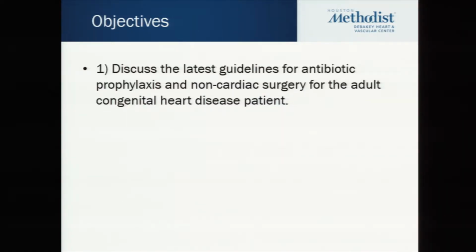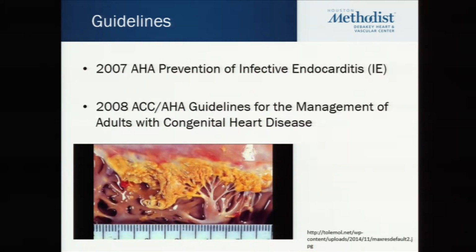So I'm basically going to discuss the latest guidelines for antibiotic prophylaxis in non-cardiac surgery for the adult congenital heart disease patient. Cardiac surgery patients are going to receive prophylactic antibiotics. There are 2 sets of guidelines which address this in the general sense, and one's the guidelines on preventing endocarditis. The other is the 2008 guidelines, which we keep referring to today, on the management of adults with congenital heart disease. And underneath is just another version of endocarditis so everyone can know exactly what endocarditis looks like.